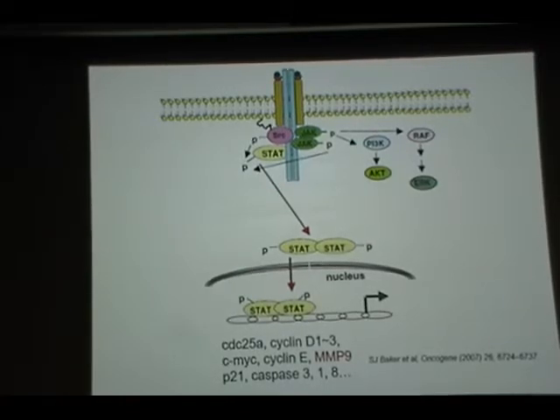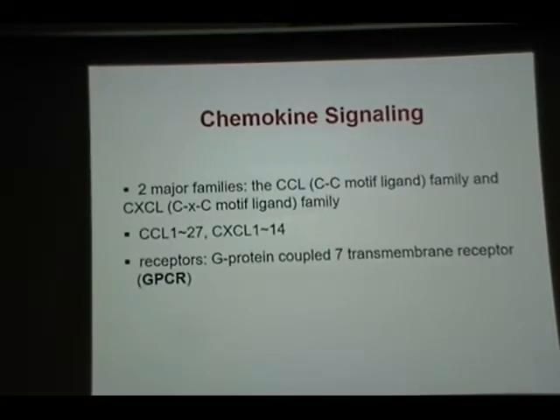like cyclin D1 to D3. Those are cell cycle modulators that stimulate cell proliferation. Next is chemokine signaling. There are two major chemokine families, which I think I mentioned: CCL and CXCL. For the CCL family, we have CCL1 all the way to CCL27, and CXCL1 to CXCL14. Their receptors are totally different from the cytokine receptors I mentioned. Those are G protein-coupled receptors. They all have seven transmembrane domains.